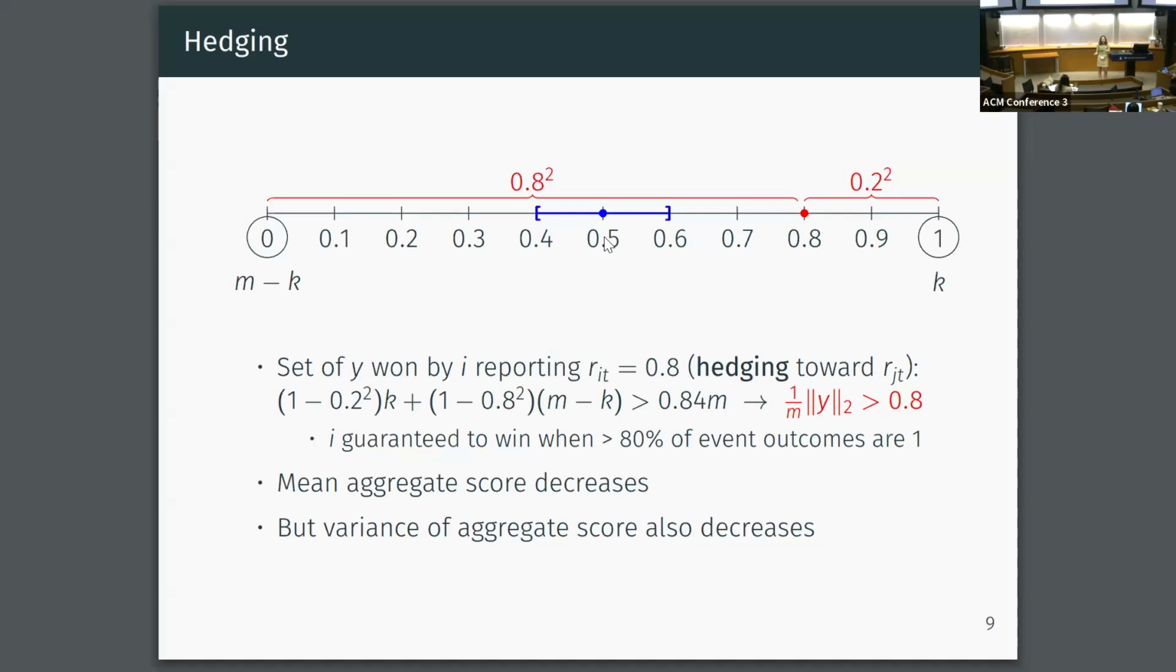What's also happening here is that the mean aggregate score that i gets decreases slightly, because they're losing something from under their belief by moving from 0.9 to 0.8, given that they think 90% of the events are going to be 1. But the variance of the aggregate score also decreases by making this hedging move.